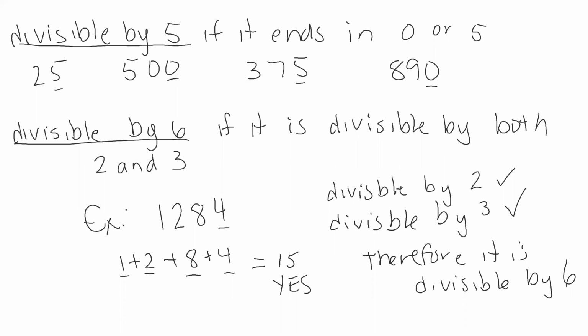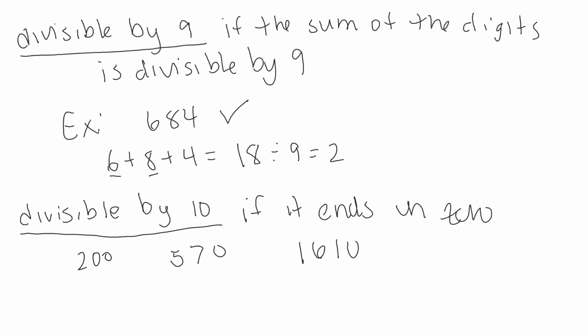Divisibility by 6, you got to check a couple of things here. A number is divisible by 6 if it is also divisible by 2 and 3. So what you check is divisibility by 2, check divisibility by 3. If both work, that number by default is divisible by 6. And finally, divisibility by 9. If the sum of the digits is divisible by 9, the original number is also divisible by 9. And then 10, super easy. If the number ends in 0, that number would be divisible by 10.